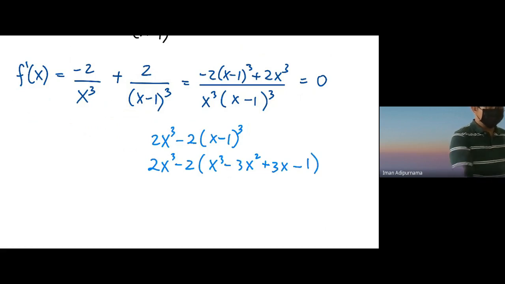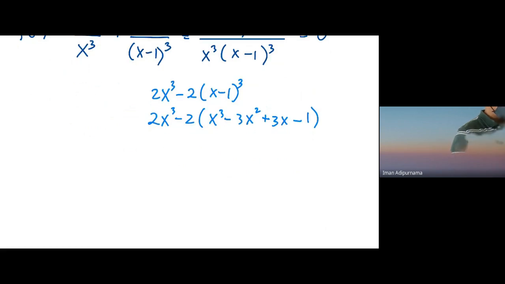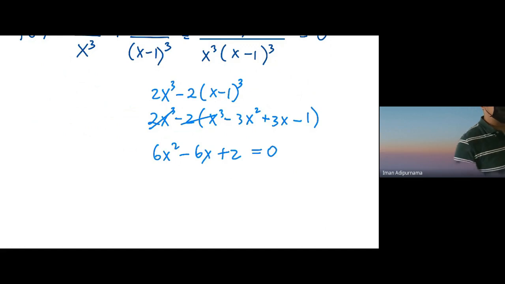We can check with the cubic formula, and then we can look at the calculation here. So this will cancel this. So we will have 6x squared minus 6x plus 2. Okay, if we want to make it equal 0, we need to check. But first, if you remember, we can check the determinant.